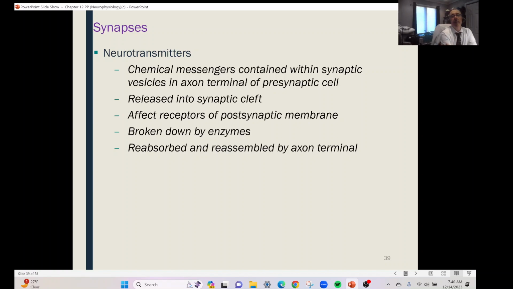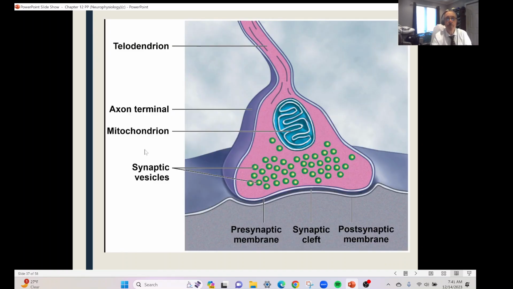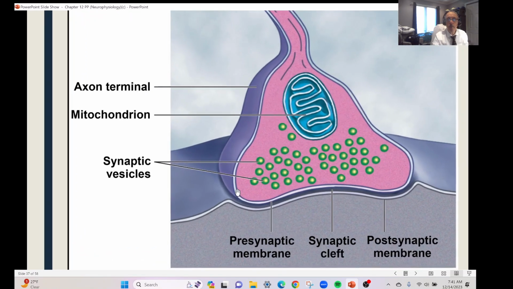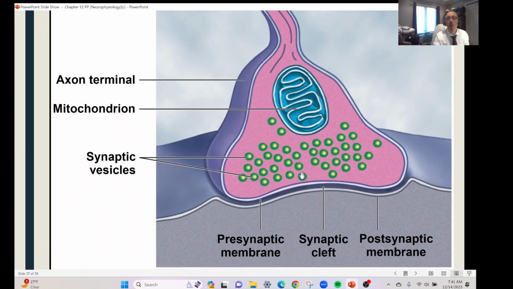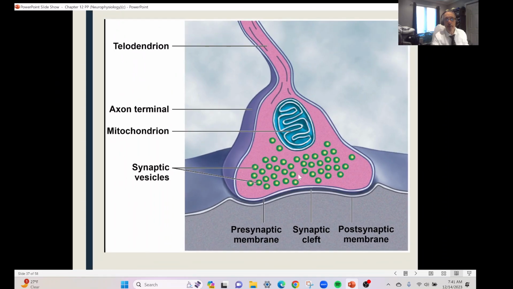So what are these chemicals, neurotransmitters? There's roughly 90 something, 98, maybe a little bit more neurotransmitters out there. These are chemical messengers contained within synaptic vesicles in the axon terminal. So if we go back a moment in here, these little green structures, think of them like a water balloon, but instead of having water in them, they have neurotransmitter in it. We call those synaptic vesicles.